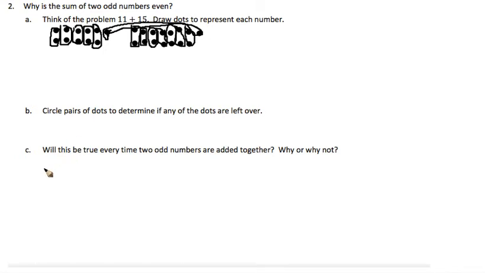So the next thing you'll need to do is explore whether this happens every time you add 2 odd numbers. Well, every odd number is going to have one left over when you circle the pairs. And if you add 2 odd numbers, there will be 2 leftovers. So when you add 2 odd numbers, the answer will always be even.